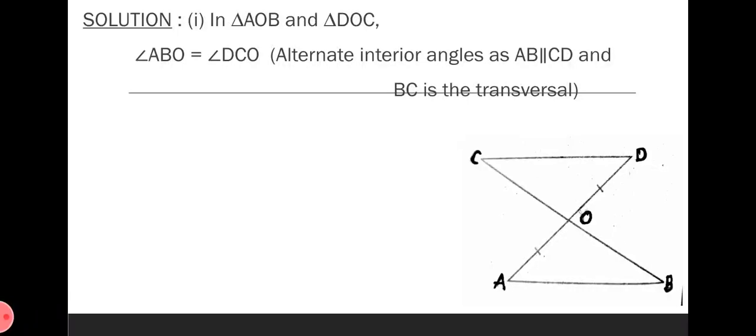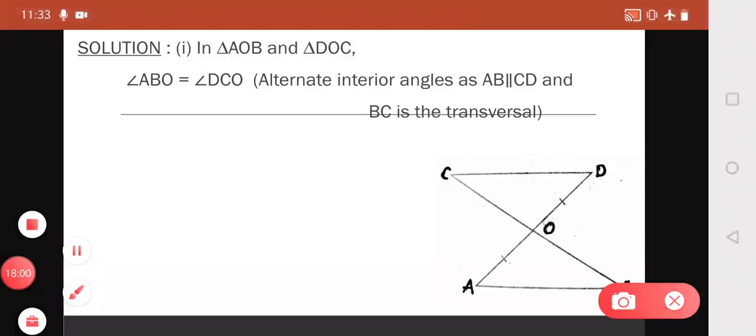Angle ABO equal to angle DCO. These two triangles' angles will be equal, angle ABO and angle DCO. Why? Because they are a pair of alternate interior angles, because already it is given that AB is parallel to CD and BC will act as transversal. So we get angle ABO equal to angle DCO as the pair of alternate interior angles.